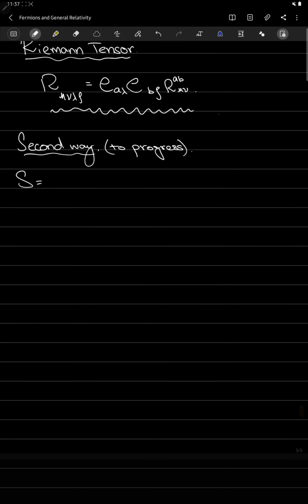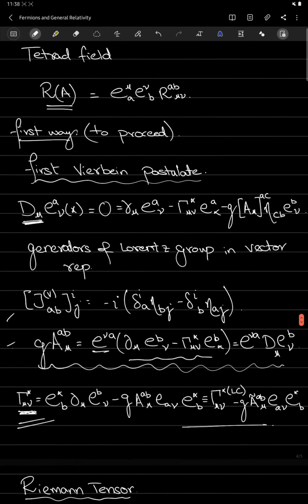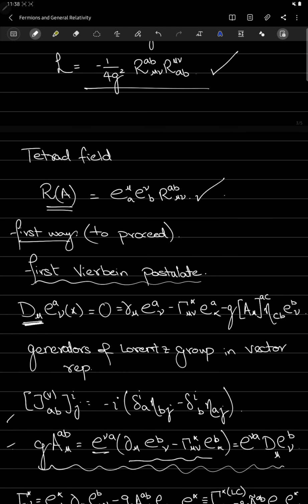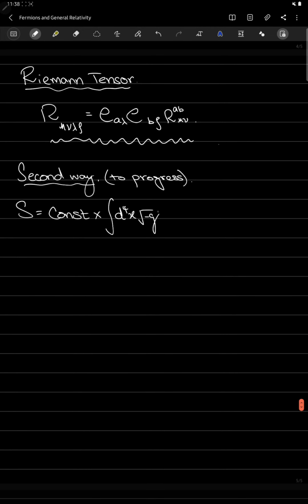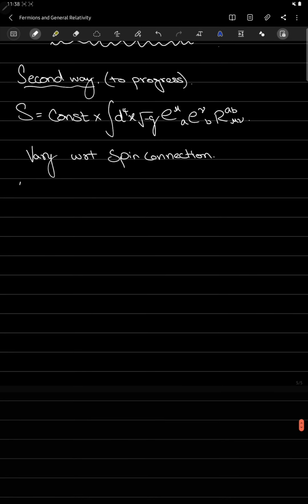So let's write down an action that has some constant multiplied with the integral d⁴x square root of minus g. Now we need something invariant, and we have established that if you go back over here, we can use this thing in our action. So let's put that over here: E^μ_a E^ν_b R^ab_μν. This is a pretty good action to choose, right? And now if I vary this action with respect to the spin connection, which was that A, what do you get? You get something like this.